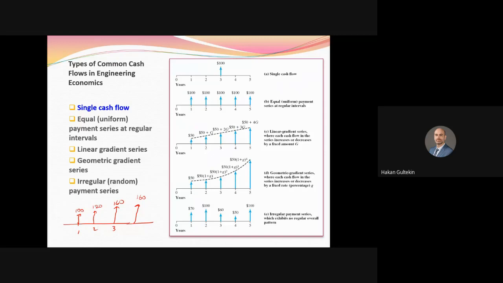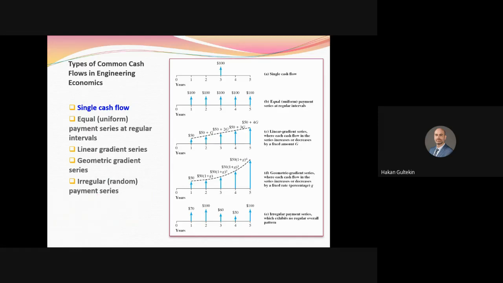When you look at the difference, 120 minus 100 is equal to 20. 140 minus 120, it is also 20. 160 minus 140, it's also 20. So at each period, I'm increasing my payment by an amount of 20. And we will call this increase, 20, the G. This series is called a linear gradient series. So you may face these kinds of payment series in real life.